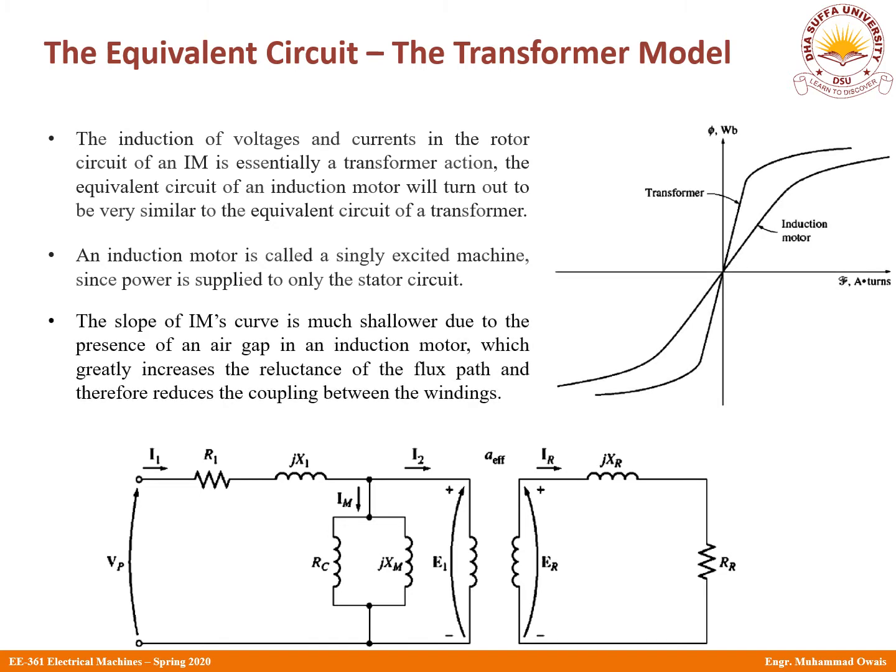Please have a look at this curve. This is the magnetization curve of an induction machine, and it is here compared with the magnetization curve of a transformer. So this curve is actually between the magnetomotive force and the flux. And if you compare the two curves, the one for the transformer and the other one for the induction machine, you will see that the slope of this curve for the induction machine is much shallower than that of the transformer. What does this mean? This actually means that you now have to put in more effort. You have to apply more magnetomotive force in order to have the same flux.